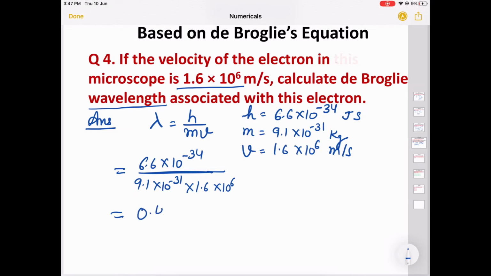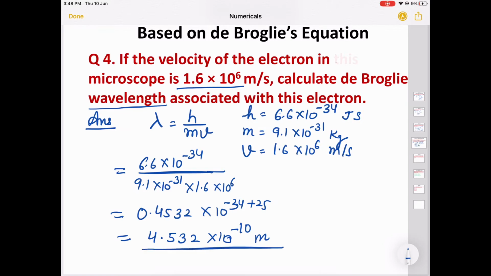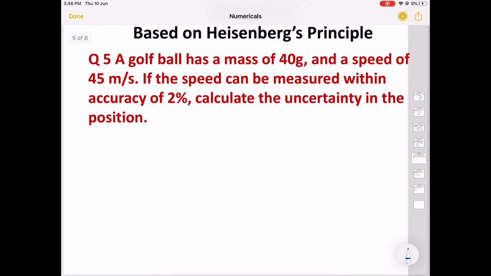By calculating this, plus 25, the result is 4.532 into 10 raised to power minus 10 meter. So the wavelength associated with the electron is 4.532 into 10 raised to power minus 10 meter. This is the answer. Next question is based on Heisenberg's principle.